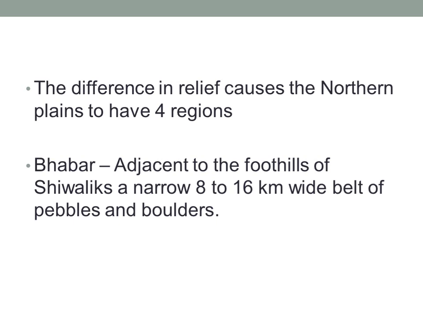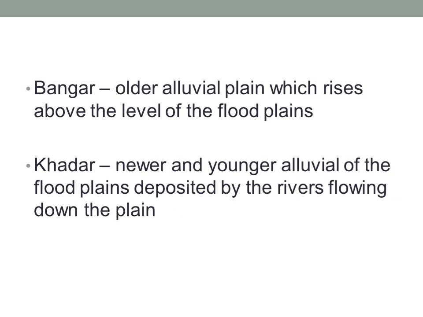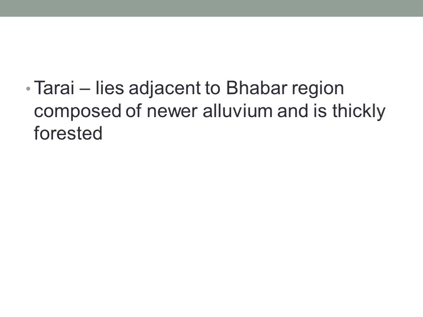The difference in relief causes the northern plains to have four regions. Bhabar: adjacent to the foothills of the Shivaliks, a narrow 8 to 16 kilometer wide belt of pebbles and boulders. Bangar: old alluvial plain which rises above the level of the floodplains. Khadar: newer and younger alluvial of the floodplains deposited by the rivers flowing down the plain. Terai lies adjacent to the Bhabar region, composed of newer alluvium and is thickly forested.